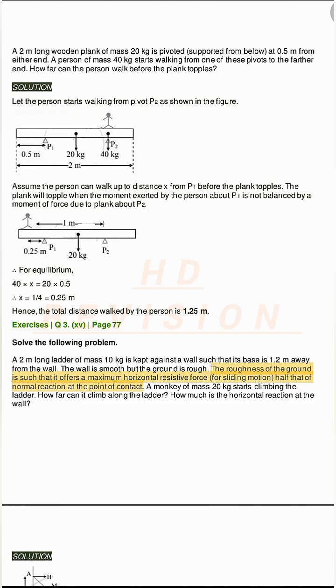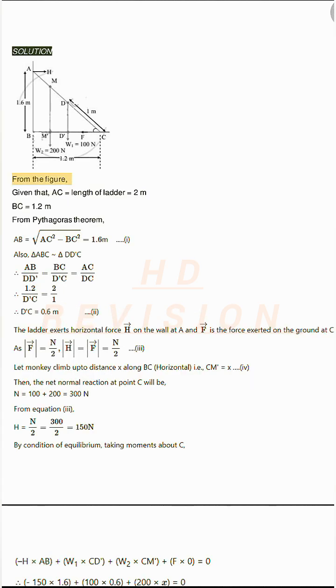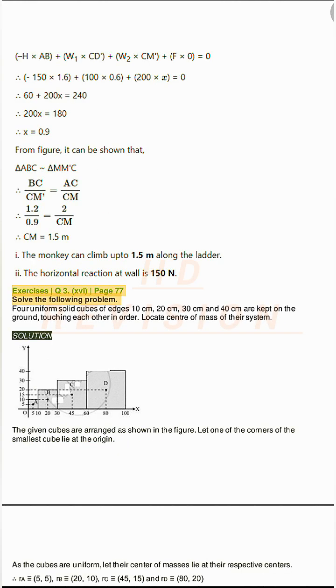A monkey of mass 20 kilograms starts climbing the ladder. How far can it climb along the ladder? How much is the horizontal reaction at the wall? Solution. From the figure, given that AC equals length of ladder equals 2 meters, BC equals 1.2 meters. From Pythagoras theorem.